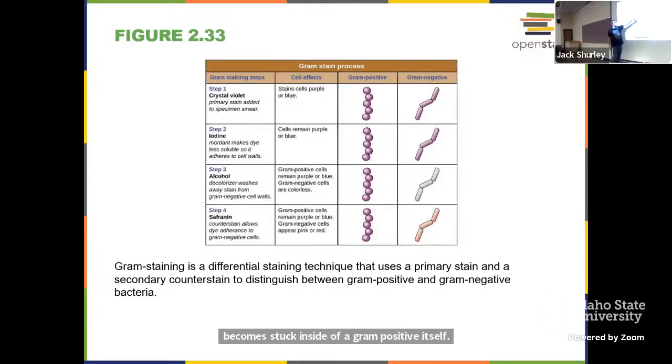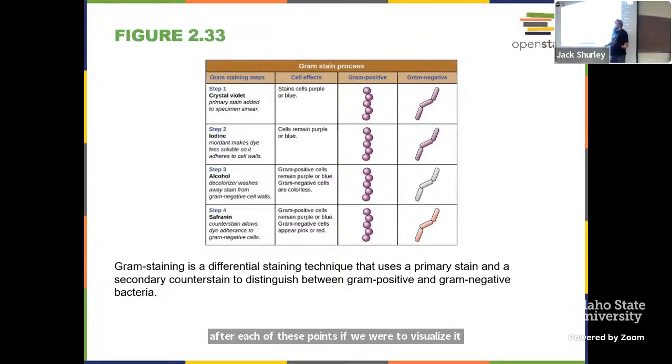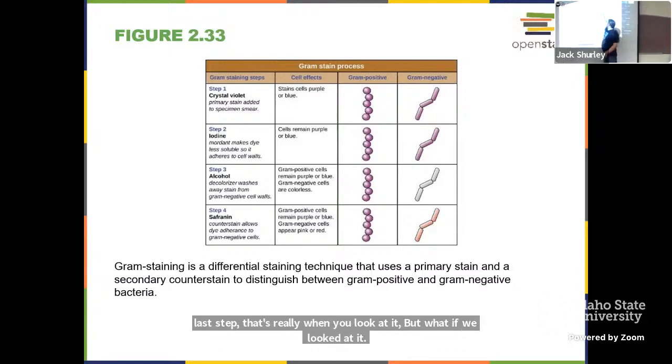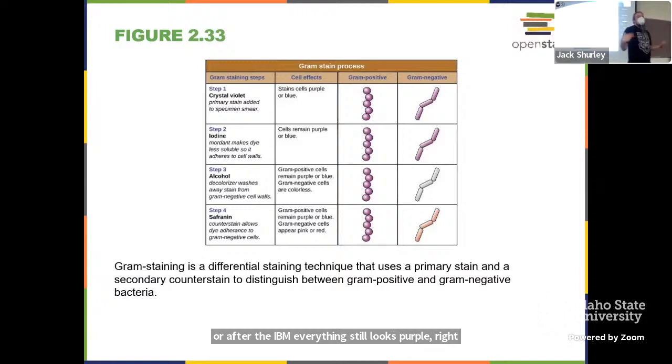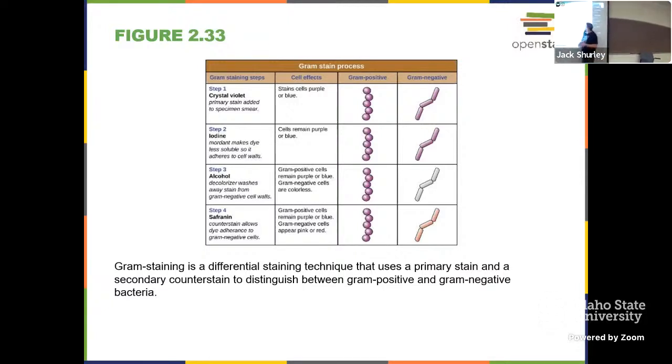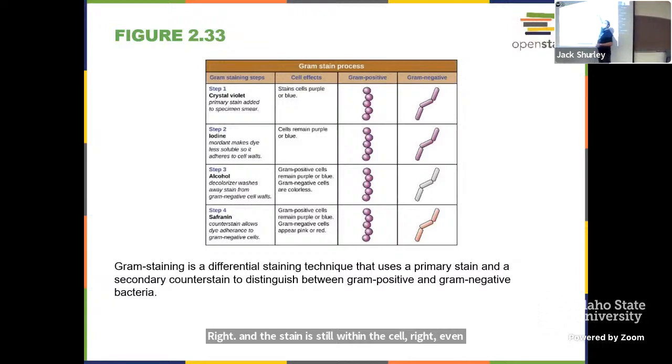And on the side image, we're trying to show you what would happen after each of these points if we were to visualize it under the microscope, all right? You technically don't do any of this until you get to the last step. That's really when you look at it. But what if we looked at it only after this or after the iodine? Everything still looks purple, right? That gram-negative cell is still going to retain that, all right? We haven't tried to decolorize it, all right? And the stain is still within the cell, all right? Even rinsing with water doesn't remove the crystal violet or the iodine. It's retained in that peptidoglycan layer, all right?